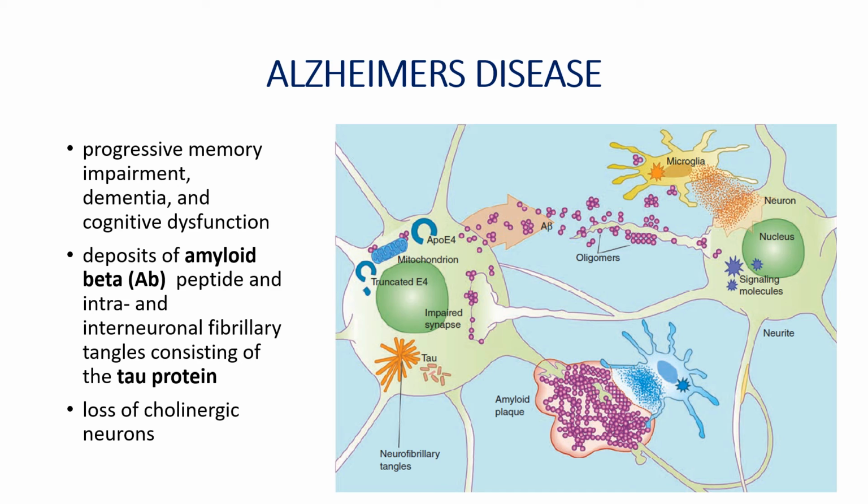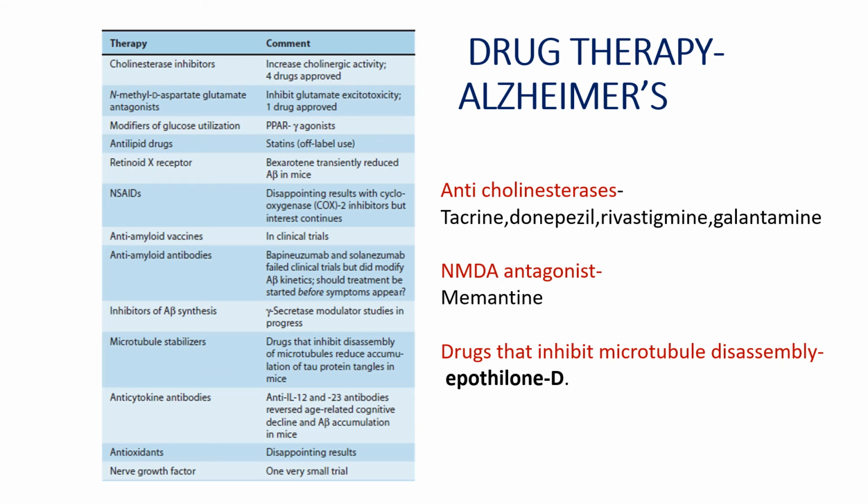And you can also see here the neurofibrillary tangle, which consists of tau protein. All this deposition impairs the activity of the neurons. Especially, loss of cholinergic neurons is seen with Alzheimer's disease, which impairs the cognitive function.